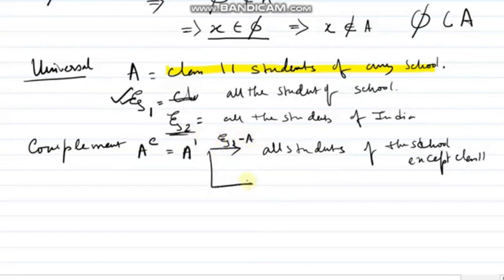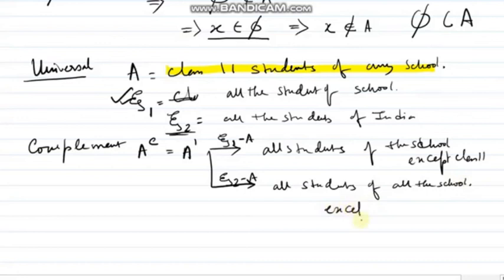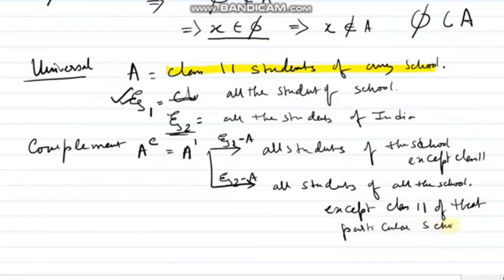But if this is epsilon 2 minus A, then it will be all students of all the schools except class 11 of that particular school. So in the second case, we can take class 11 students of the other school but not that school, right? So this is known as complement.